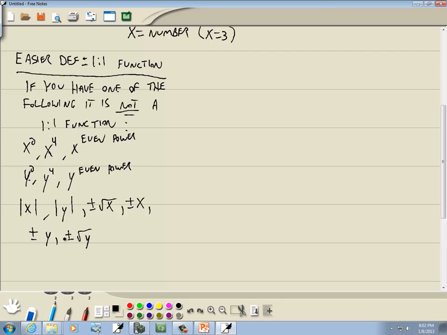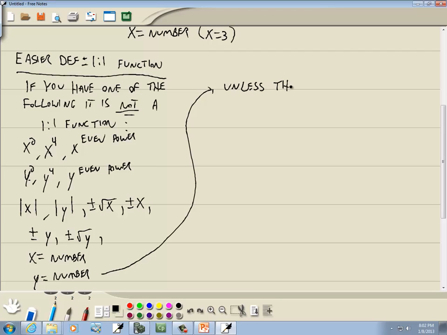Actually, probably if I make the statement, if you have plus or minus anywhere in your problem, it's not a function. If you have x is equal to a number, if you have y is equal to a number, anytime you have these, it's not a one-to-one function. Unless there is a condition put on x. Let's see what I mean by that.